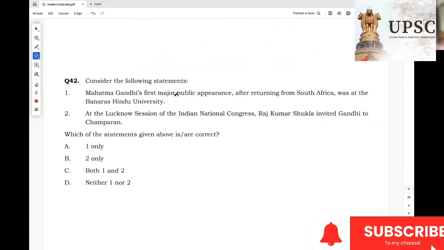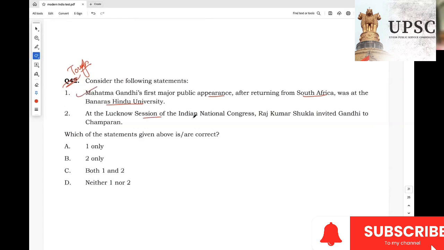Mahatma Gandhi's first major public appearance after returning from South Africa was at the Banaras Hindu University. Now, this is a very tough question. If possible, avoid such questions. Nobody pays attention to this unless you read the biography of Mahatma Gandhi by heart, with all the possible details. Then only do we understand when he came to India and when he made his first public appearance. Otherwise, it's very tough. The statement is correct.